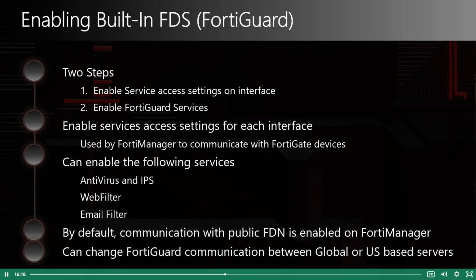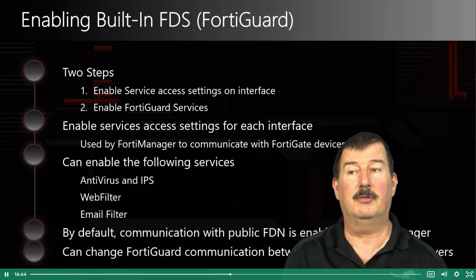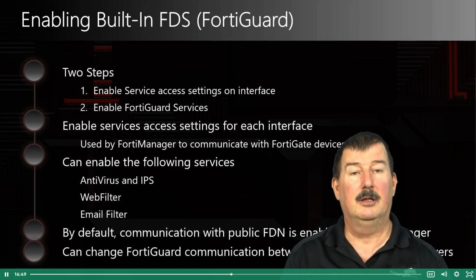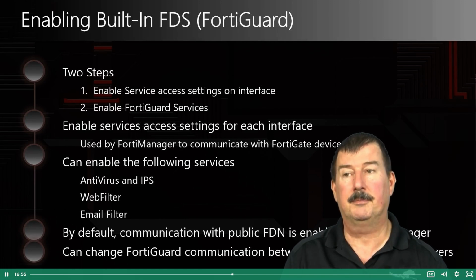So enabling your built-in FDS, your built-in FortiGuard. Two steps. You've got to enable the service access settings on the interface, typically your outside interface, and then enable the FortiGuard service itself. So you need to say, okay, outside interface, we're going to enable service access settings on this interface. We're going to allow this. Now, once we enable that, we say, hey, you can do this, then we're going to enable the FortiGuard service itself. So first you have to tell the interface, hey, you can do this, and then you tell the FortiGate firewall or the FortiGuard service to say, hey, turn this on.